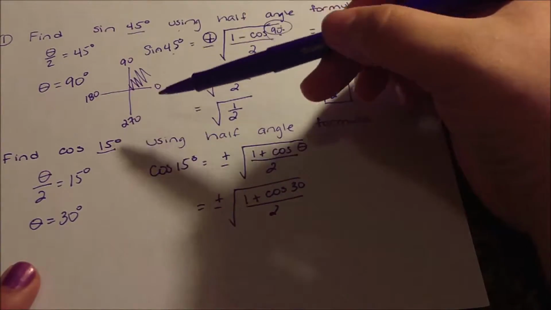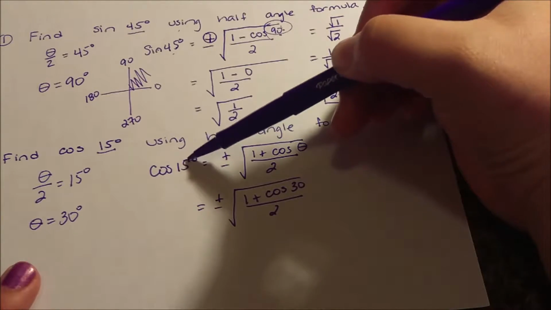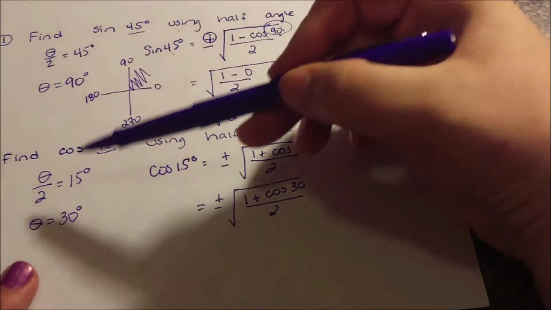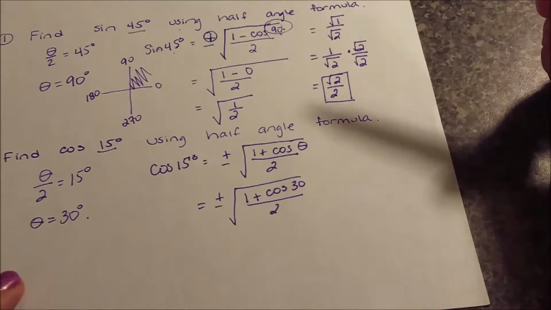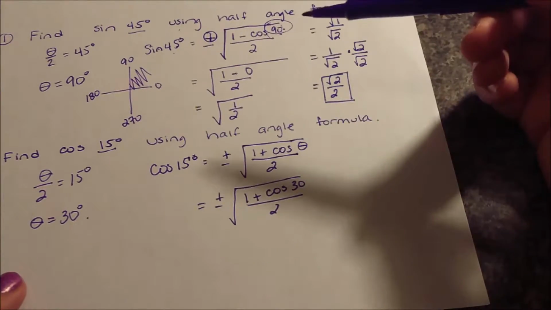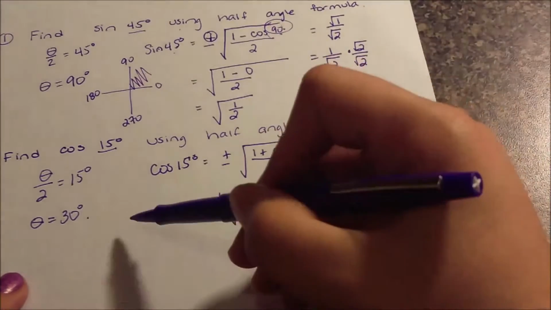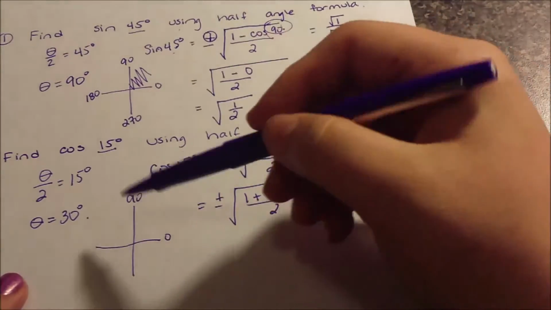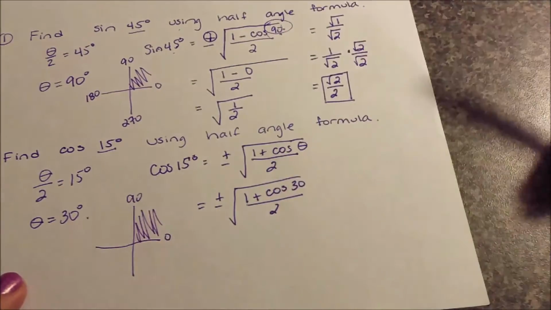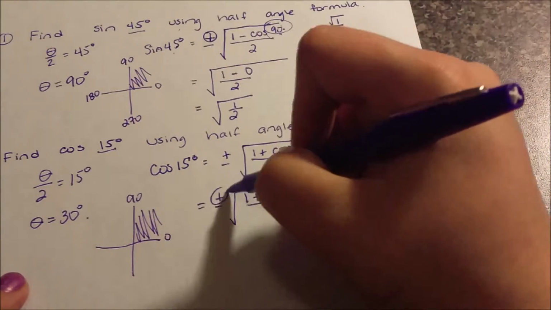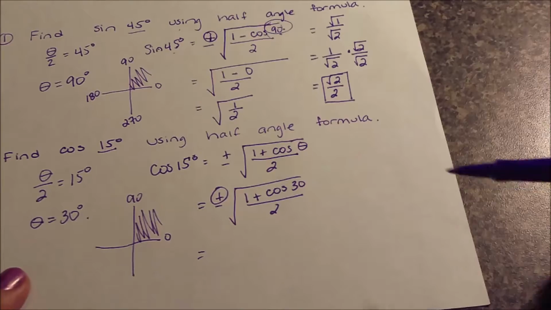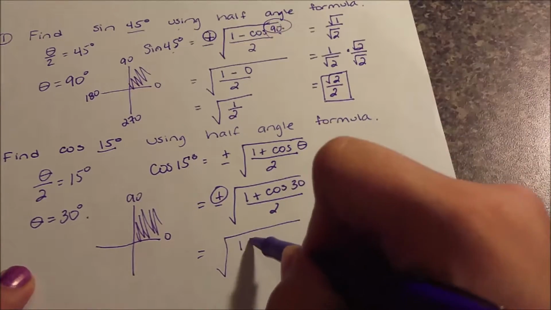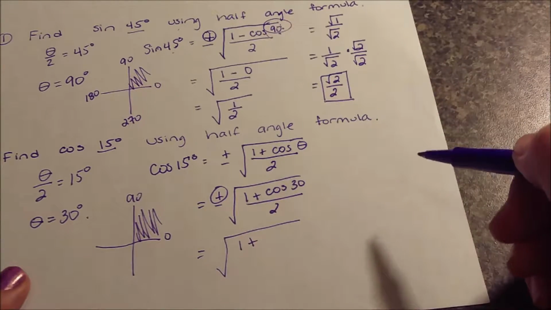Since we are evaluating the cosine of 15 degrees, not the cosine of 30 degrees, I need to figure out where 15 degrees is located. I'm just checking for what quadrant so I can decide whether the cosine should be positive or negative. You'll notice that that is again in quadrant 1, and cosines in quadrant 1 are positive. Okay, so now I continue by just replacing and simplifying. 1 plus cosine of 30 degrees.